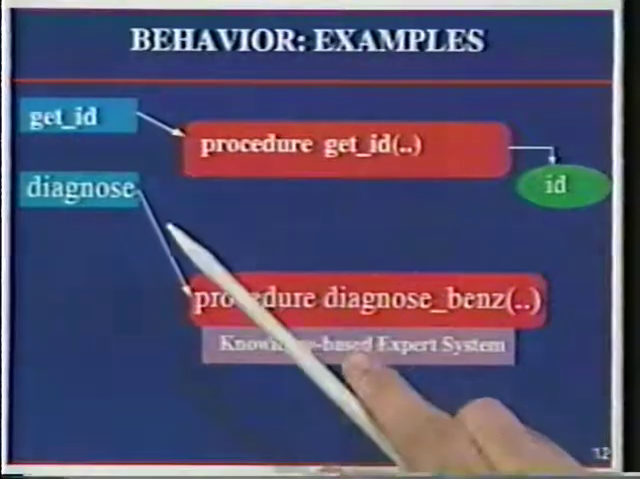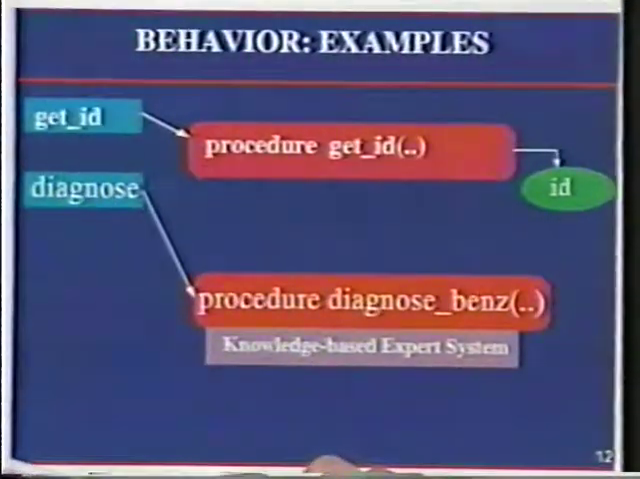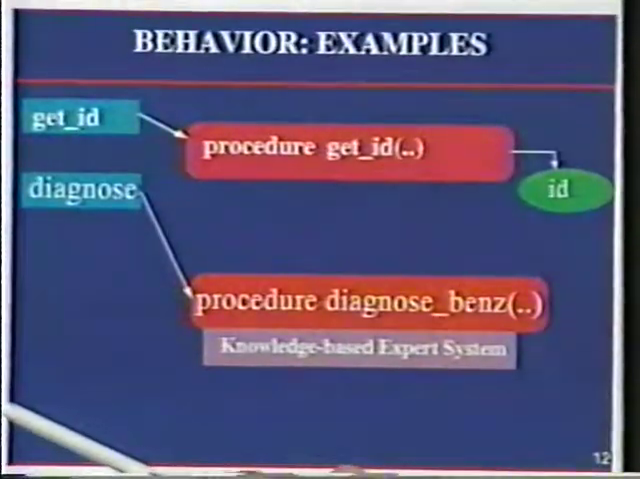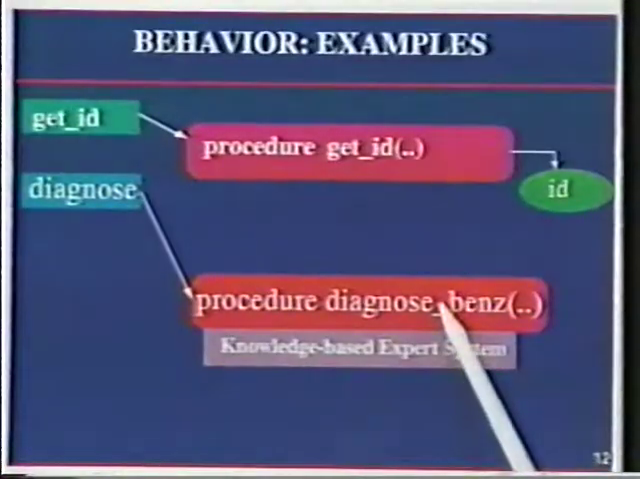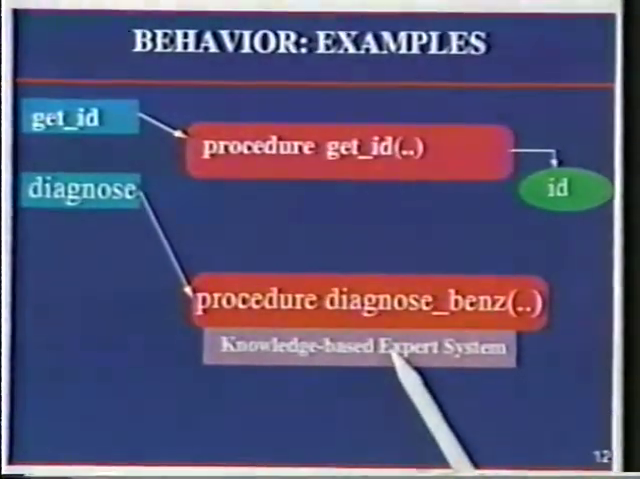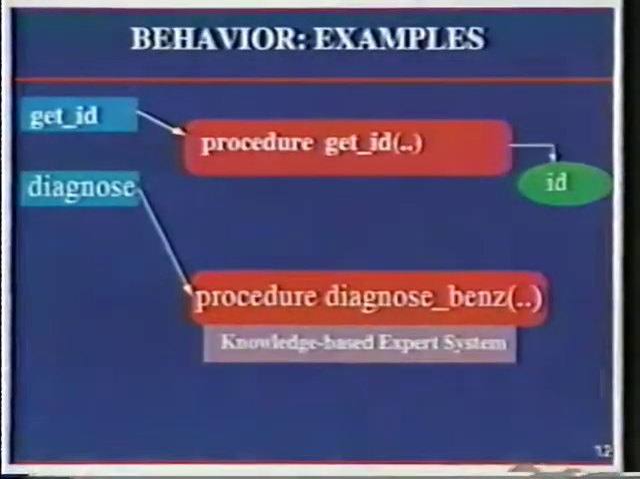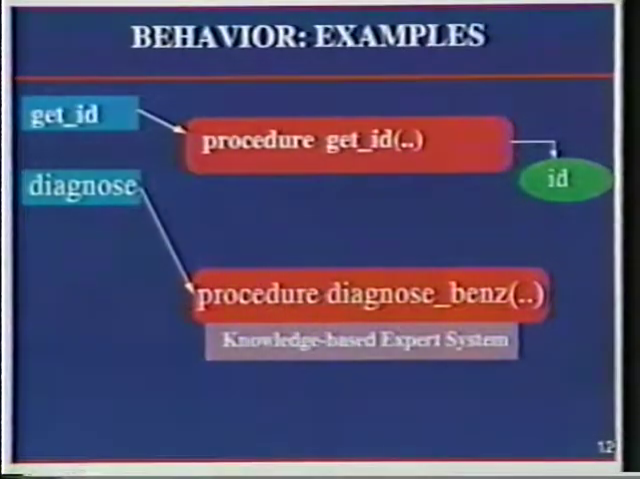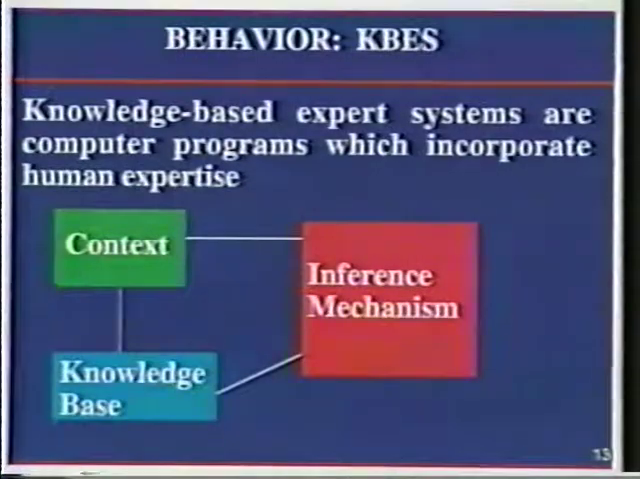There is another thing we can do with Mary's car, which is to send a message called diagnose. When you send a message called diagnose to Mary's car, what happens is a procedure called diagnose BENZ will get invoked. Now, this procedure is not an ordinary procedure, but this procedure is a knowledge based expert system. Now, look at what we can do now. We can add artificial intelligence, some kind of an intelligent behavior along with a particular object, and this intelligent behavior can be encoded in knowledge based expert systems, where knowledge based expert systems are computer programs which incorporate human expertise.